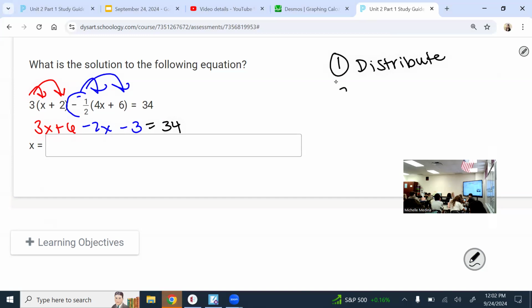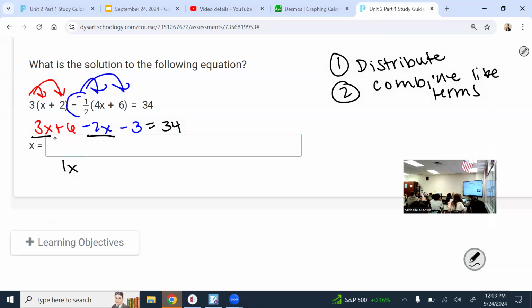After distributing, what do you usually have to do? Combine like terms. So do I have like terms to combine? Close. So what can I combine? Anything with the 3x? And when I combine them, I get a positive 1x. Can I combine anything with the 6? What is 6 plus negative 3? And it's positive, so I'll put plus 3.